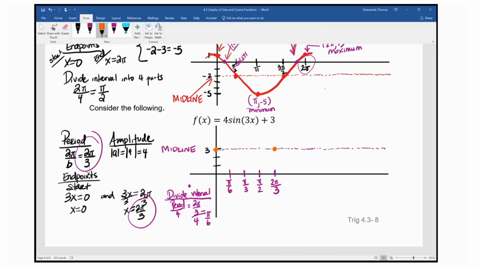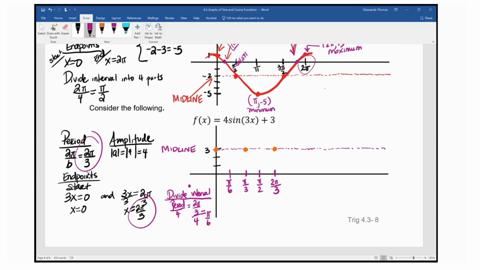Mine doesn't look like the center, y'all. It's supposed to be pi over 3, correct? Yeah, that's supposed to be the center, but mine is not looking too good. All right, maybe push it over a little bit.